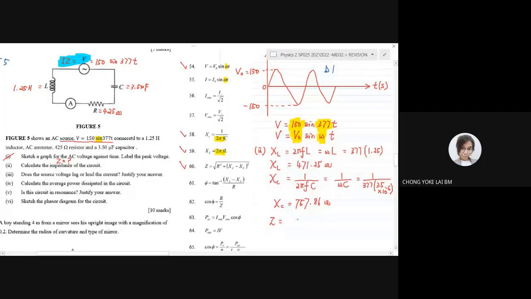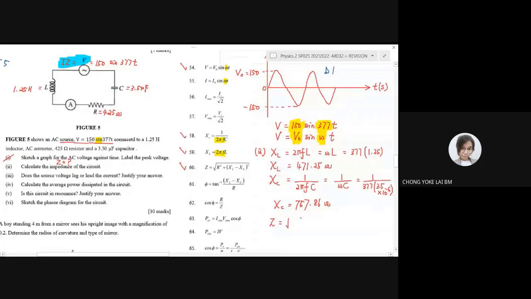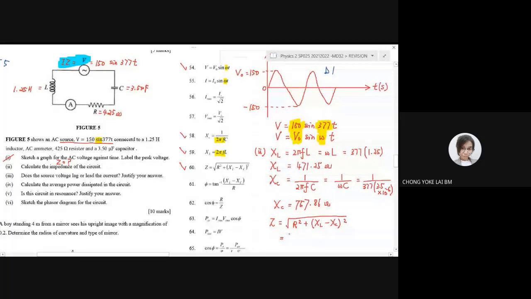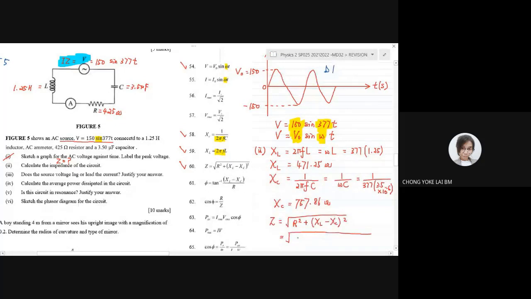Then you boleh kira Z. Z will be square root of R squared plus (XL minus XC) squared. Kelas dalam exam, koyakkan list of equation. Letak di tepi soalan, letak di depan mata you. Jangan selak depan belakang, nanti kita salah salin formula tu. Koyakkan list of equation tu.